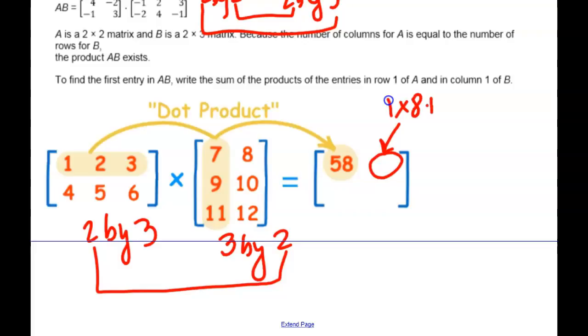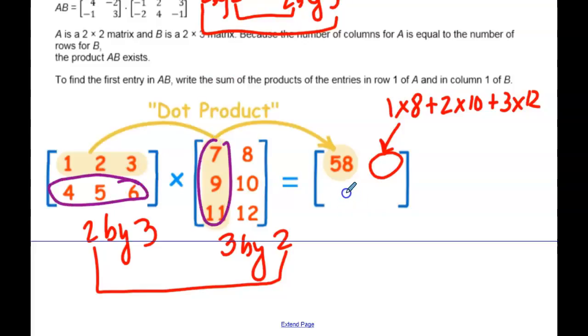1 times 8 plus 2 times 10 plus 3 times 12 would give us that number, okay? And then we'd go down and do this guy times this to get this number, and so on. Miserable. All right.